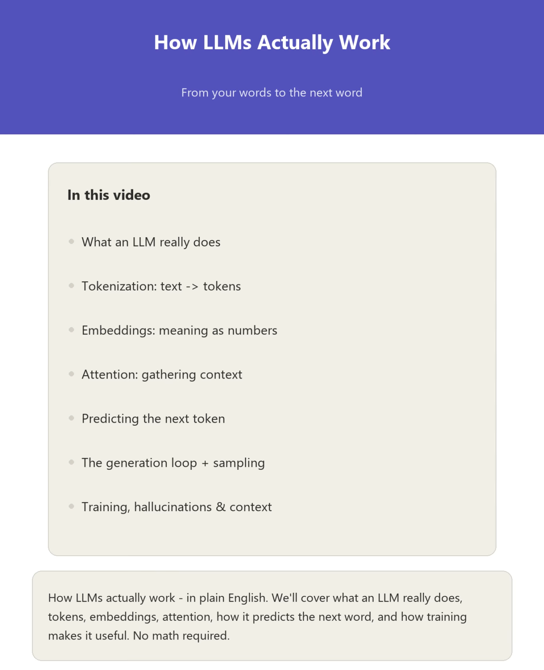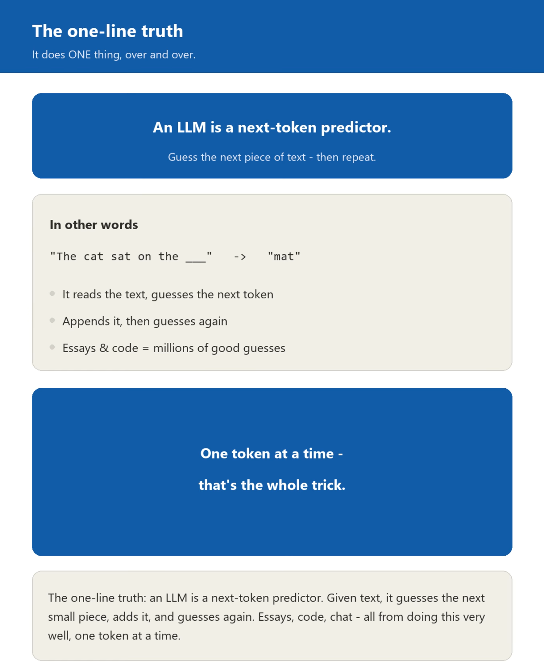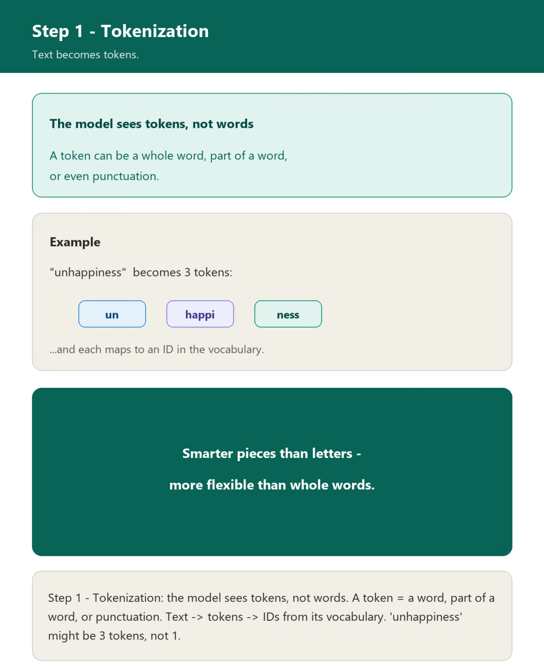No math required. Here is the one-line truth. An LLM is a next token predictor. Given some text, it guesses the next small piece of text, adds it, and guesses again. That is it. Everything else, the essays, the code, the conversations, comes from doing this incredibly well, one token at a time.